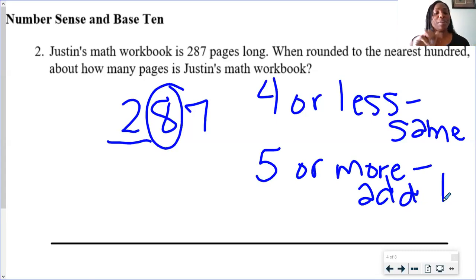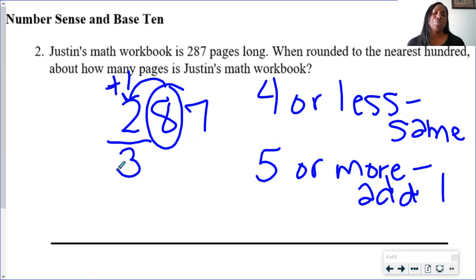So my friends who are paying close attention know that 8 is 5 or more. So we're going to have to add 1 more. What we do is we add that 1 right above the number that's in the hundreds place, which is the 2. So 1 plus 2 will equal 3.